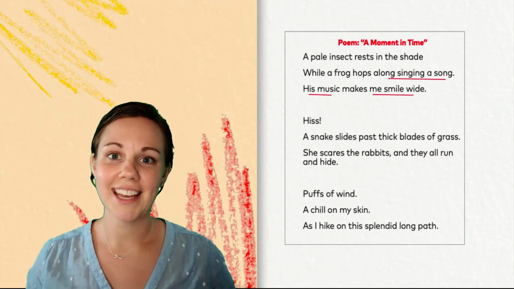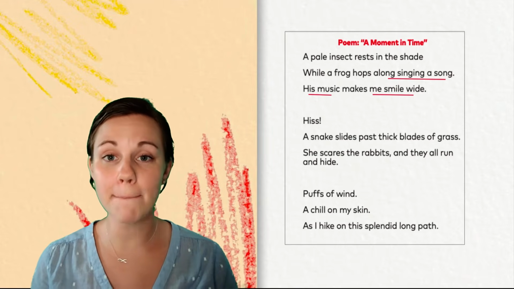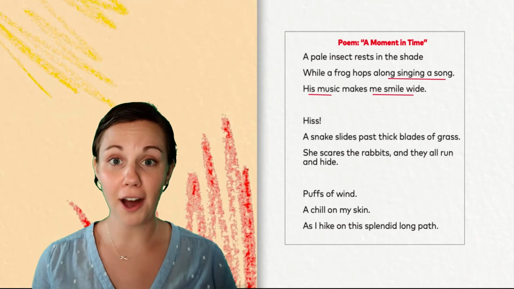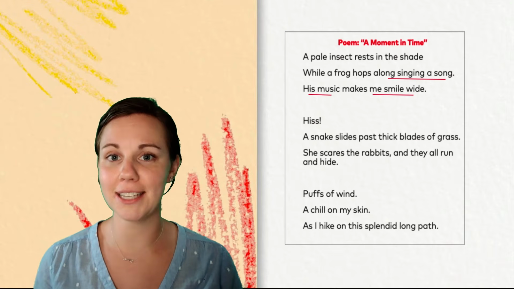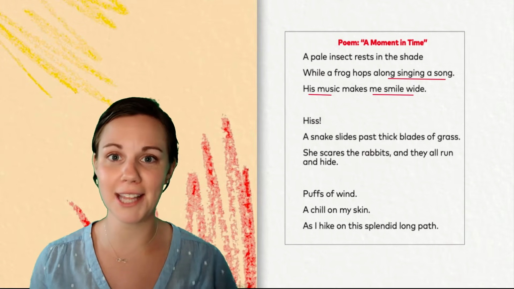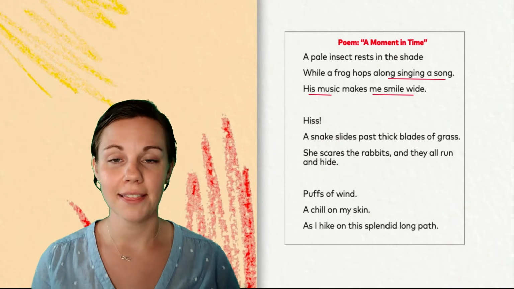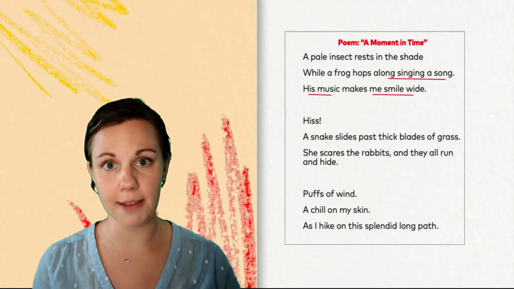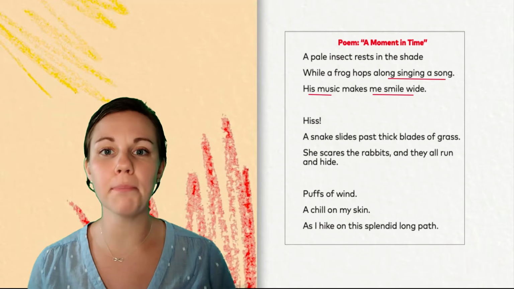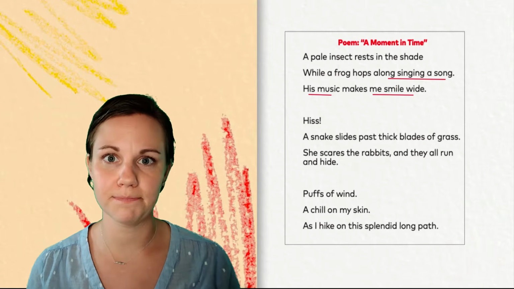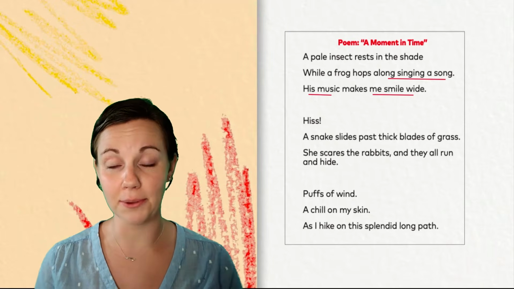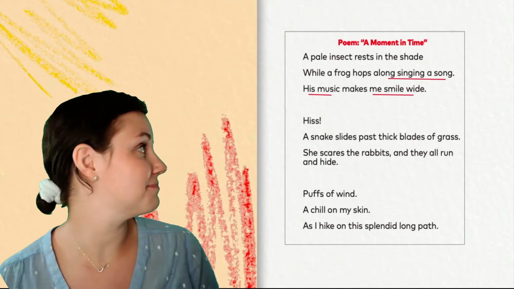Read aloud. Here we have our poem, A Moment in Time. The author has spent some time fixing those spelling mistakes that we noticed the last time we dug into this poem. Let's try to read this time and focus on what the poem is about. Feel free to follow along as I read.